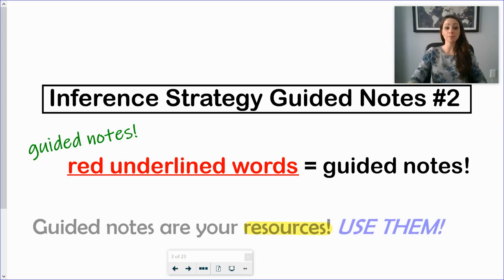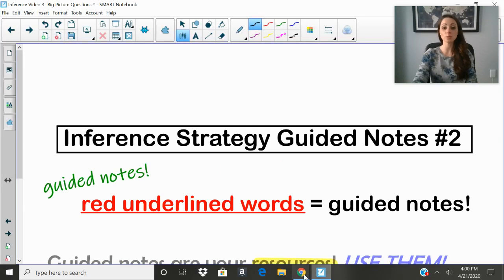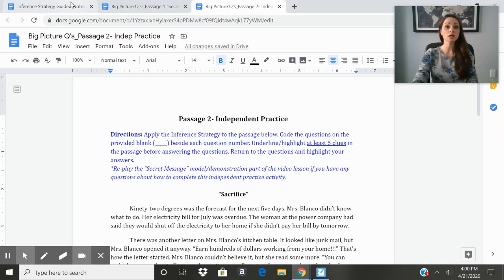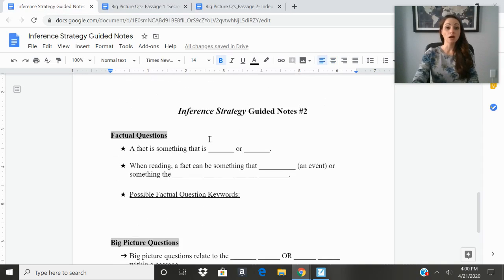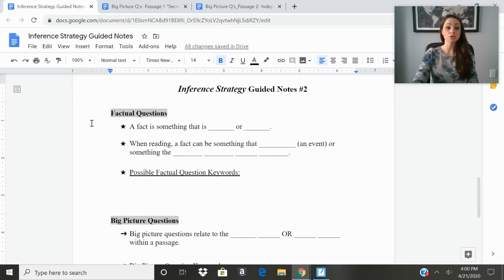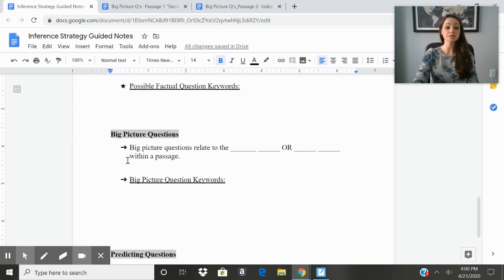But before we jump in, I want to go ahead and pull up your guided notes. They say inference strategy guided notes number 2. Same notes that you have been using. Only your notes are filled in in the factual question section. We're only going to be working in the section today that says big picture questions. You only have 2 short bullets to fill in.